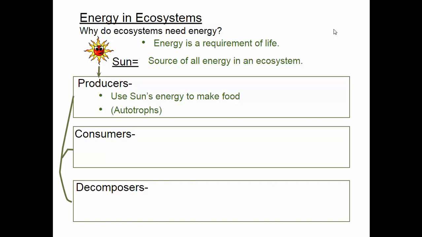All other organisms cannot use the sun's energy directly. How do other organisms get energy? They eat something. Sometimes they eat producers. Sometimes they eat other consumers. It depends on their niche. So consumers obtain their energy by eating other organisms. What's the technical term for a consumer? Heterotroph.